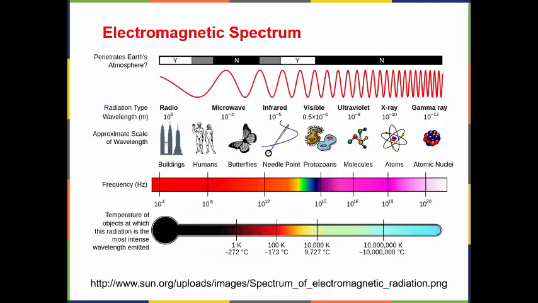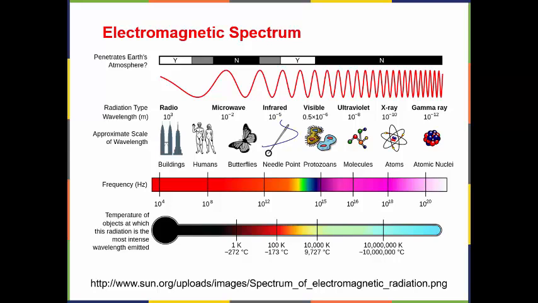Light is an electromagnetic wave, and it's made up of oscillating electric fields and magnetic fields. Visible light is part of the electromagnetic spectrum. There are other waves that are electromagnetic waves. For instance, gamma rays, X-rays, ultraviolet rays, infrared, microwave, and radio waves are all part of the electromagnetic spectrum.